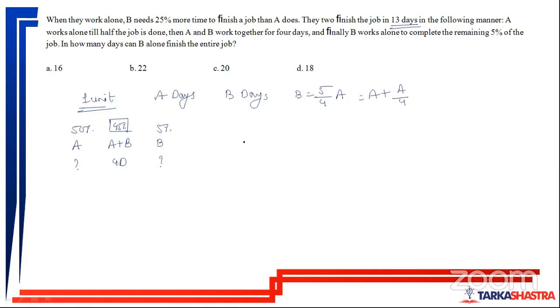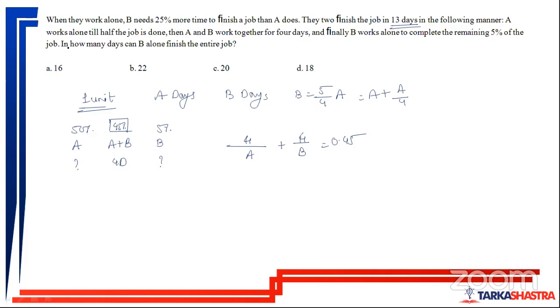That means the amount of work done by A in 1 day is 1 by A. The amount of work done by B in 1 day is 1 by B. They have worked together for 4 days. That means the contribution of A is 4 by A, the contribution of B is 4 by B, to complete 0.45 part of 1 unit of work. 45% of 1 unit is nothing but 0.45.